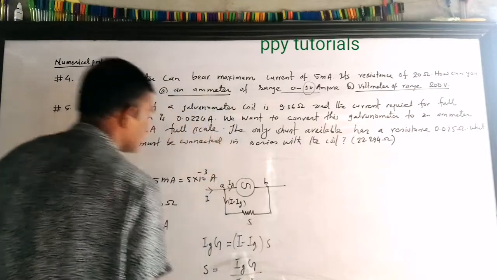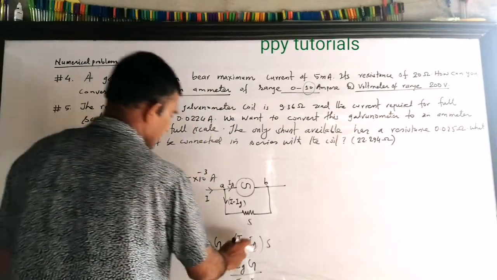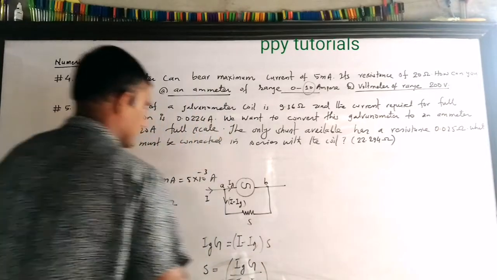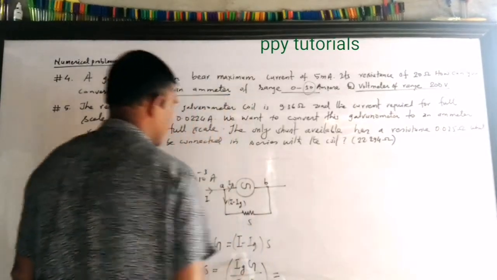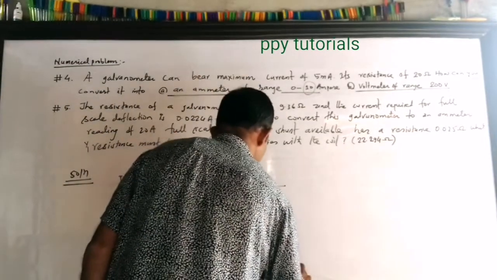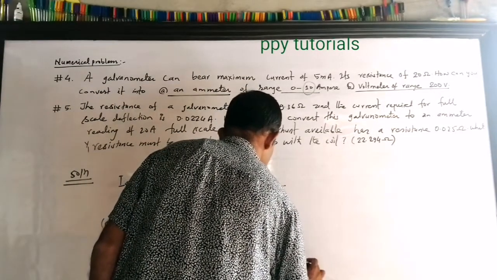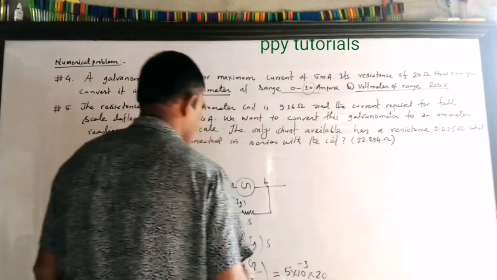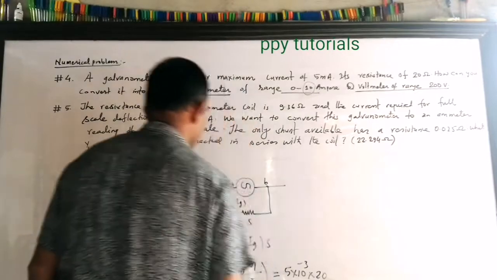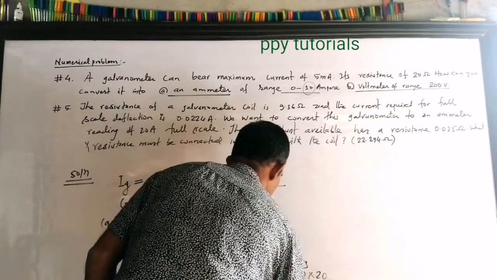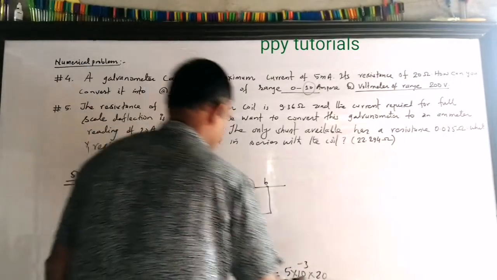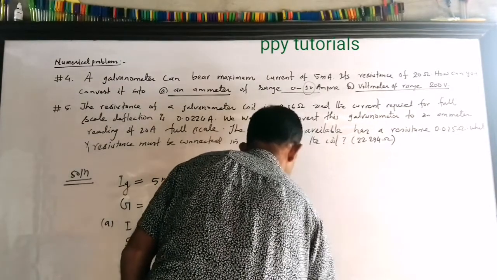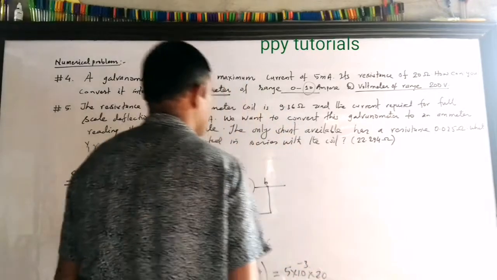So for this, solve this: S equals Ig times G by I minus Ig. I always prefer to put the values at the last, so that there is less chance of making a calculation mistake. Now what is left here? Just put the values. Ig is 5 milliampere, so 5 into 10 to the minus 3, and the galvanometer resistance is 20 ohm. And I is 10 ampere maximum. So this is 10, and Ig is 5 milliampere, 5 into 10 to the minus 3. So now what is left? Just press the calculator.